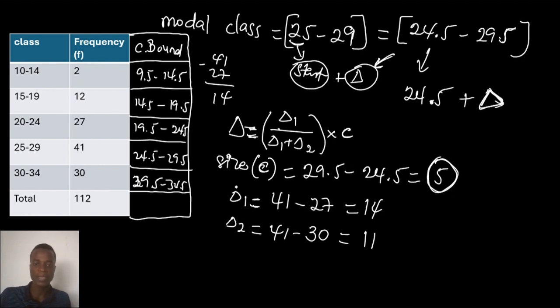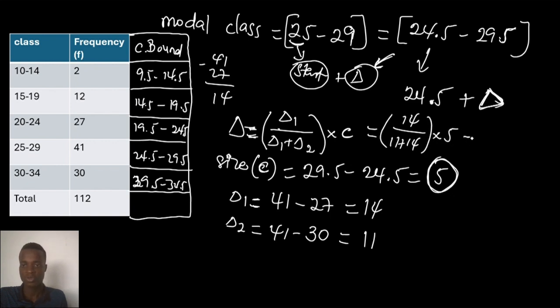They are going to help us. These changes are going to help us fetch the proportion of the class size so that we can add that particular result to the starting point. So now change 1 over change 1 plus change 2 becomes 14 over 11 plus 14, all times our class size, which is 5.